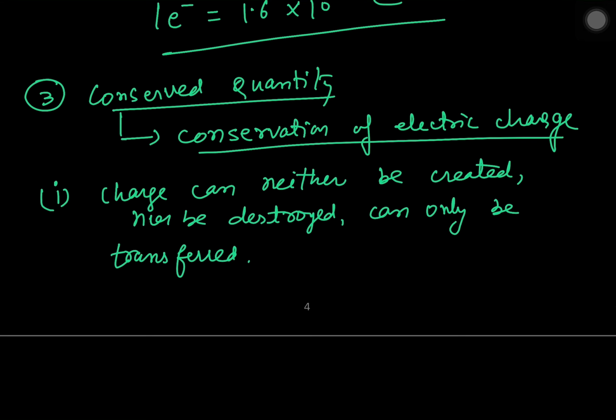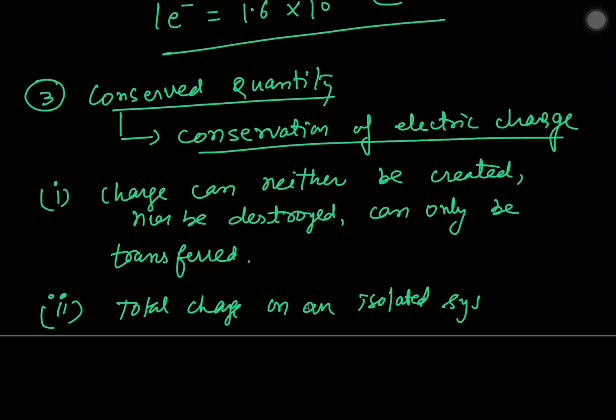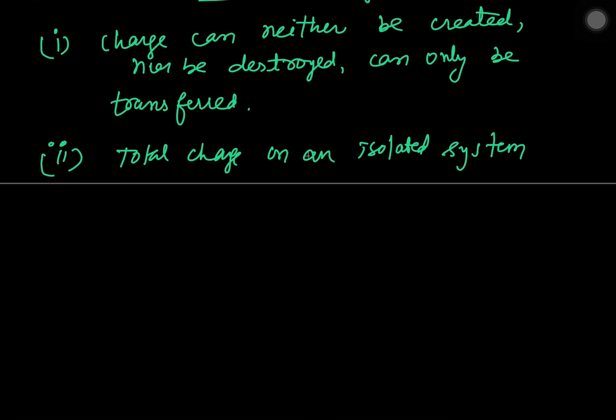According to the law of conservation of electric charge, the total charge on an isolated system remains constant. If we are studying an isolated system, the total charge in it will always remain constant. There is no increase in the charge and no decrease in the charge as well. So what are some real life examples we can consider here for the conservation of charge?